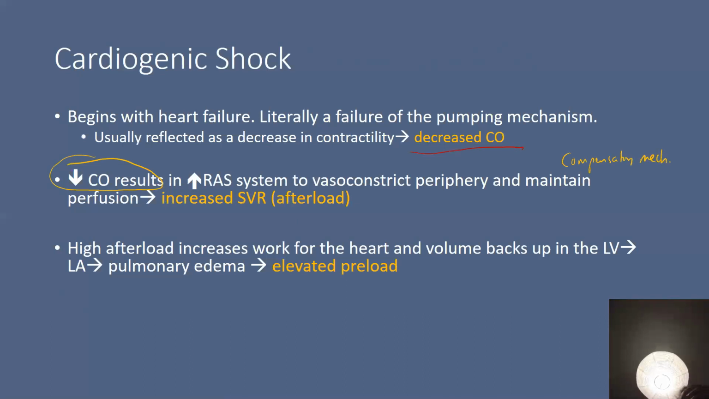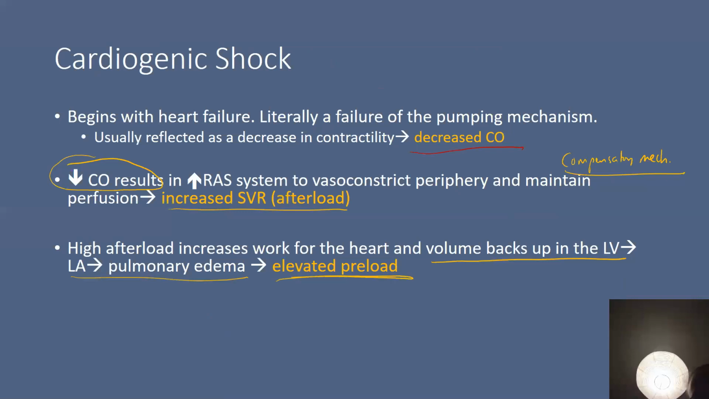Unfortunately, your body doesn't realize that this compensatory mechanism is counterproductive because its heart is broken. So when we increase our vasoconstriction, we increase our afterload. Because we have such a high afterload, it's going to increase the work of the heart, and the heart isn't able to pump as much blood out because it's not strong enough to overcome all of that afterload. The volume begins to back up in the left ventricle. It's going to back up, and you're going to get pulmonary edema. It backs all the way up.